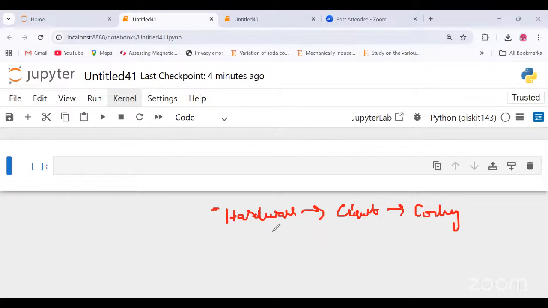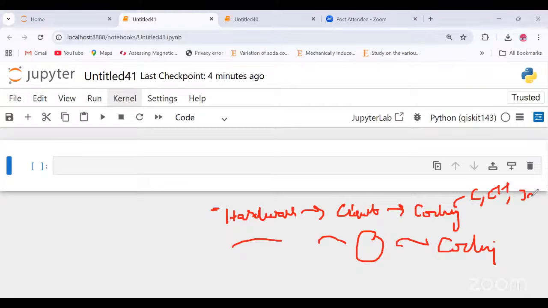We will have the hardware, then we will follow the circuit, then we will follow the coding. In the classical, we have C, C++ for the coding, Java and all that, Oracle and all that. Those are the software languages for coding. That coding gives instructions to the circuit to run this way and that way, and these circuits run through the hardware. The same thing will follow in the quantum also.